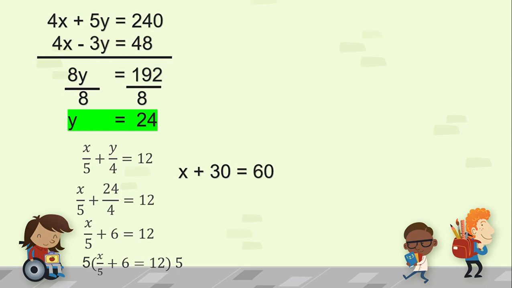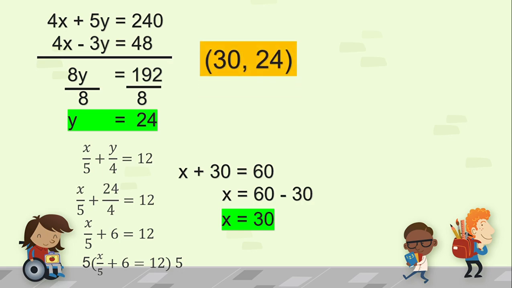And then let's transpose positive 30 to the right side. We will have 60 minus 30, and then therefore, the value of our x is equal to 30. Then, therefore, the solution is the ordered pair (30, 24). Now, let's check if our solution (30, 24) is correct by substituting the value of x by 30 and the value of y by 24.